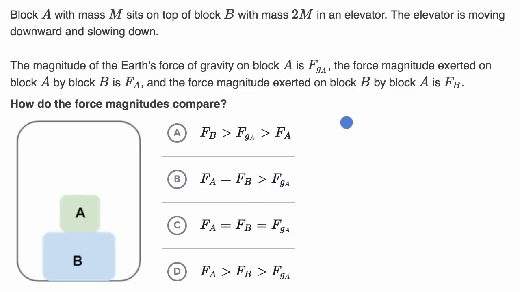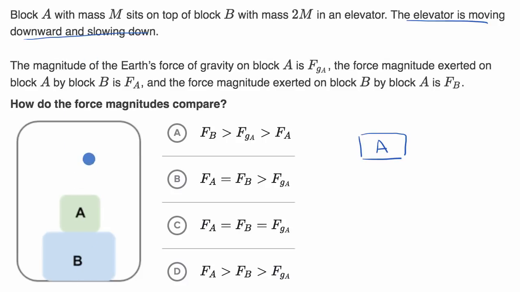All right, well, let's just draw a free body diagram for block A. So I have block A right over here. Now, there's a couple of things we know. We know that this whole system is moving downward and slowing down. And we know that because it says the elevator is moving downward and slowing down, and block A is sitting on block B, which is sitting on the elevator.